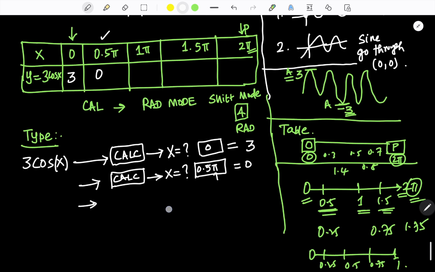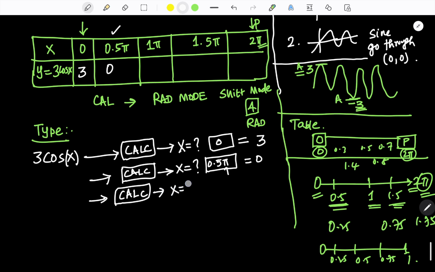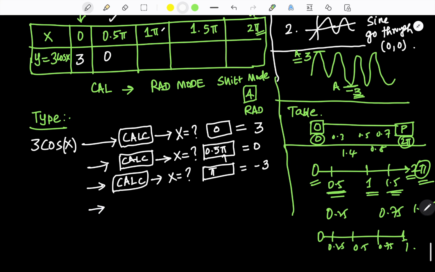Now next, press the button calc again. The screen will show X question mark. Now you're going to press 1 pi. So shift pi, press equal. Normally we don't put 1 pi, we put pi, which is equal to -3. I told you maximum and minimum, right? 3 and -3, yes. So the curve should not go beyond your amplitude value, because the definition of amplitude is the maximum distance the curve can travel.